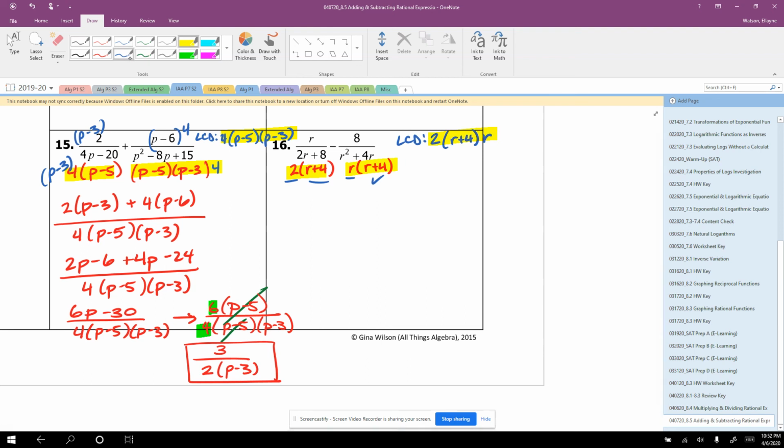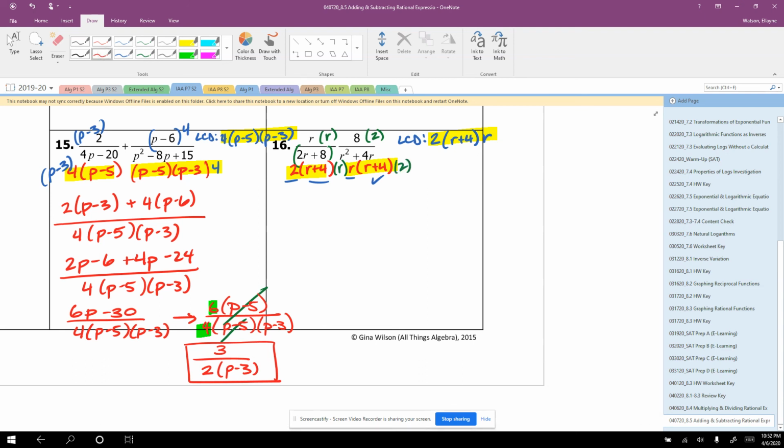So what am I missing? Let's see, from the first term, it looks like I'm missing an r. So what I'm going to do is I'm going to multiply this by r and this by r. In the second term, I'm missing a 2. So I'm going to multiply this by 2 and this by 2. Actually, maybe it will make more sense to you guys if I put it down here. I'm going to multiply this by r and this one by 2.